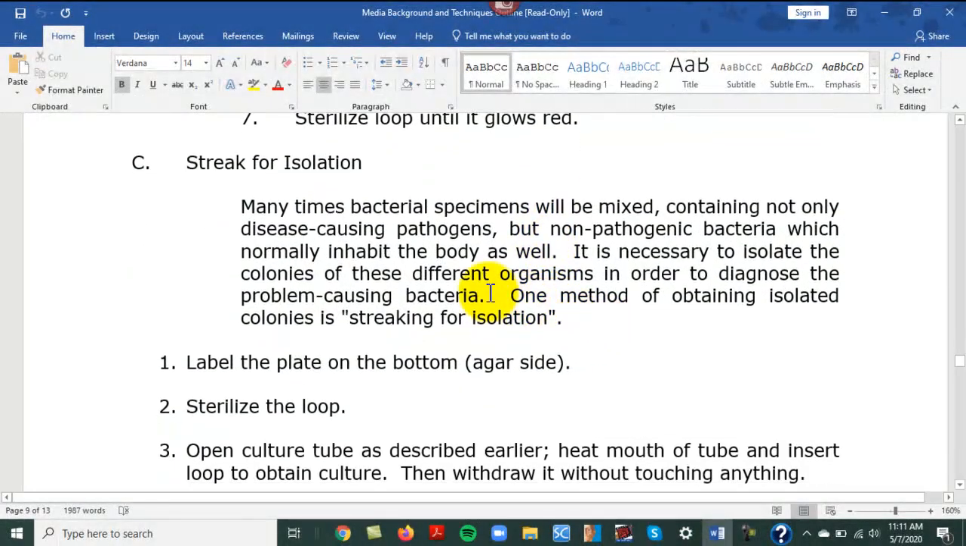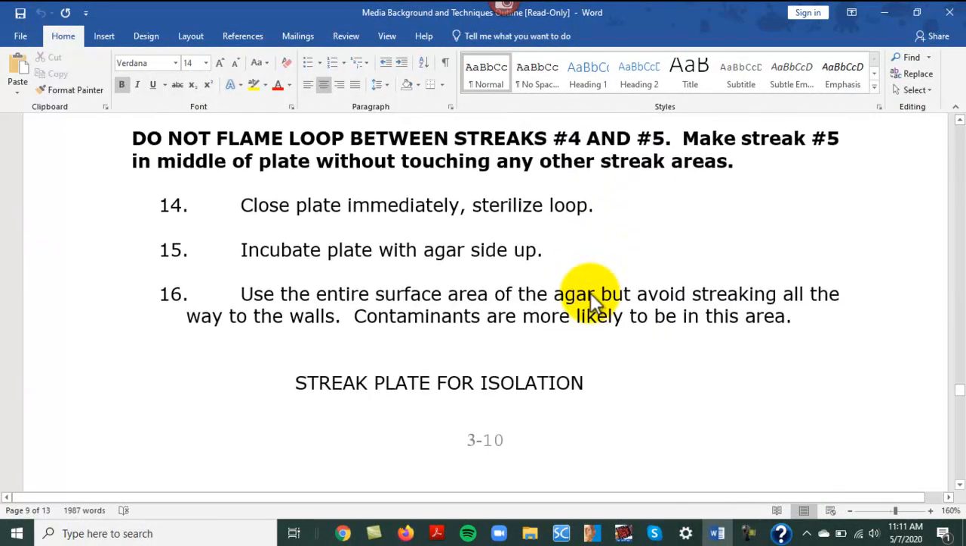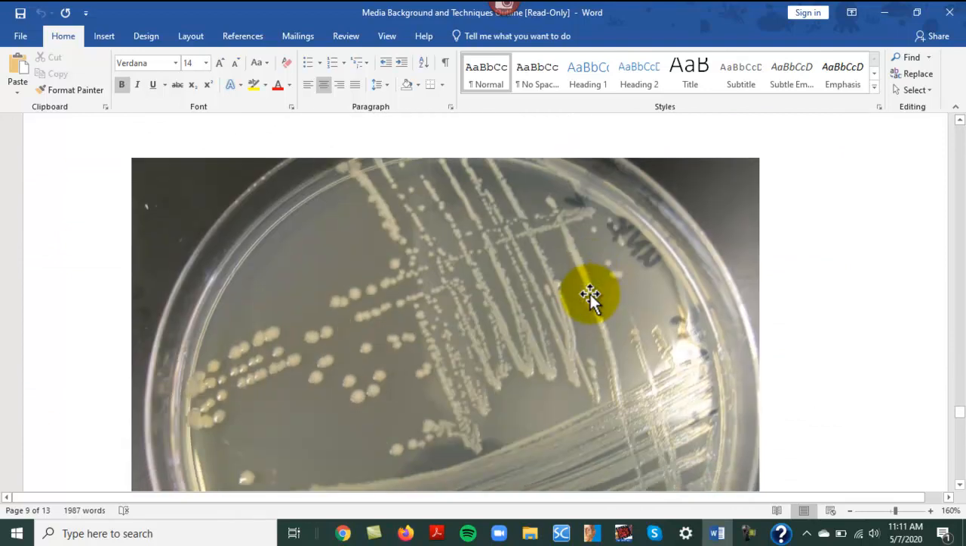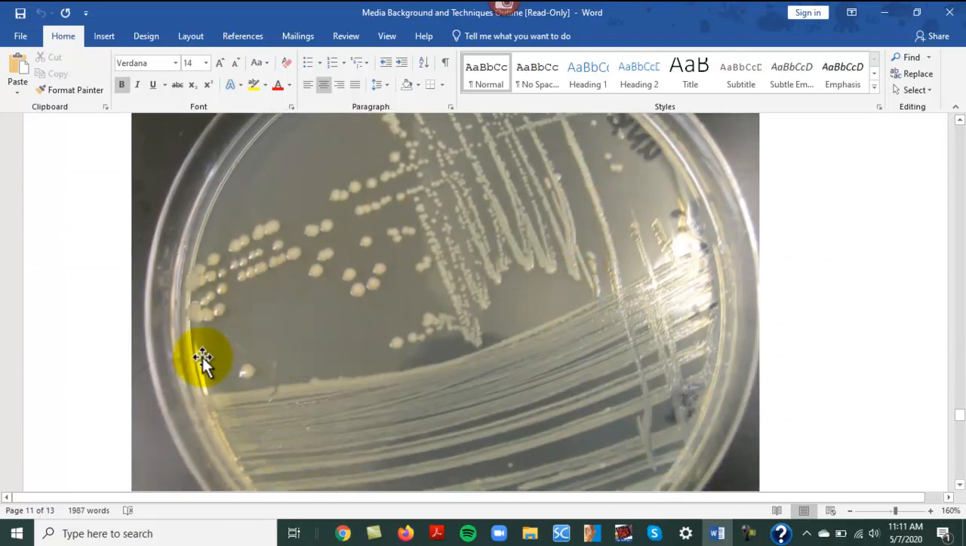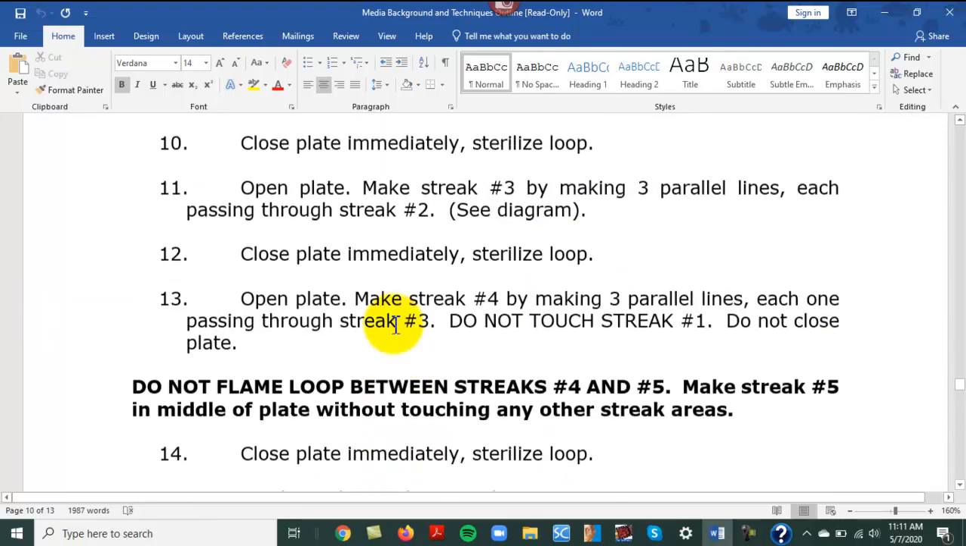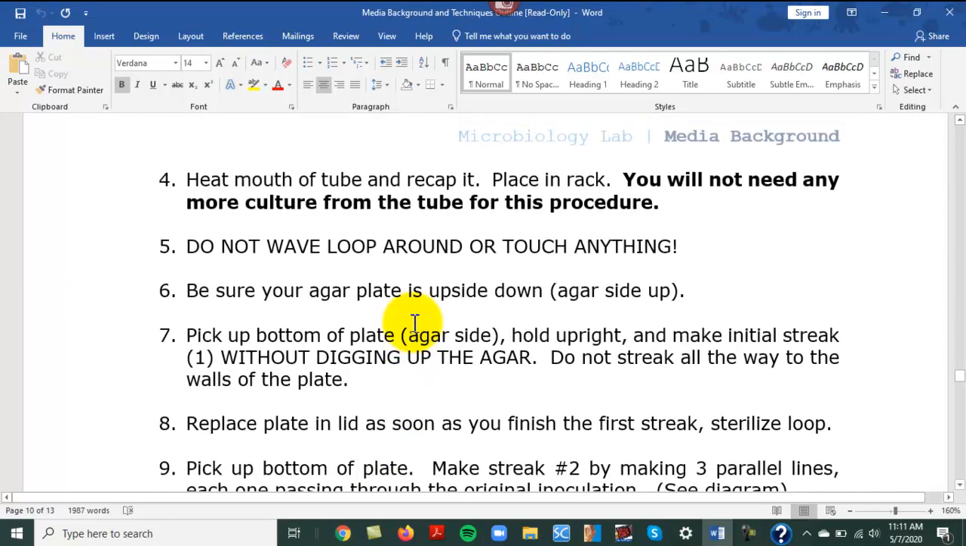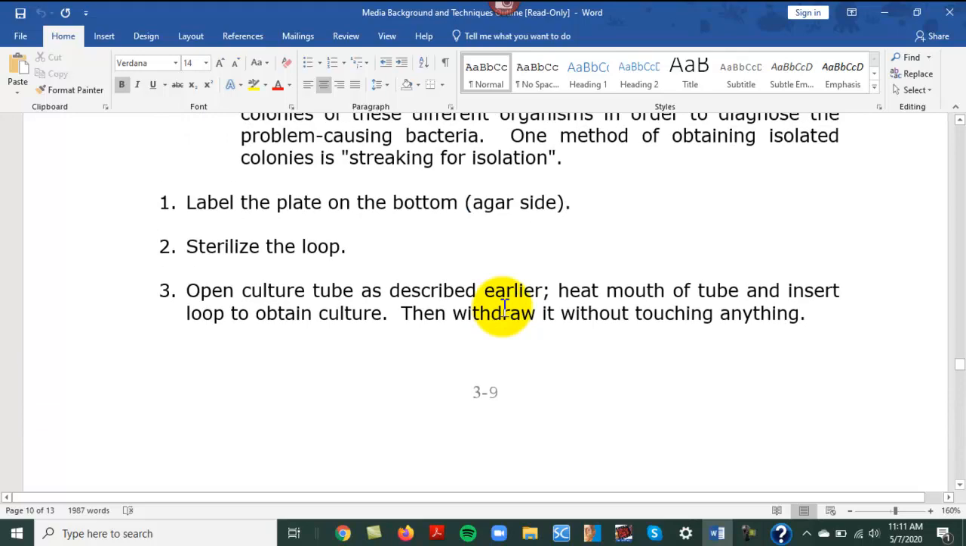Okay, last thing in this section, streak for isolation. There are times where, and this is an example of one, and I'm just going to go through the whole procedure with you. You see these individual colonies? Sometimes you have what is called a mixed culture. Mixed culture means there's more than one organism growing in your culture, either a broth tube or another plate or an agar slant. And you're wanting to isolate something so you can see what you have, you do what is called a streak for isolation.